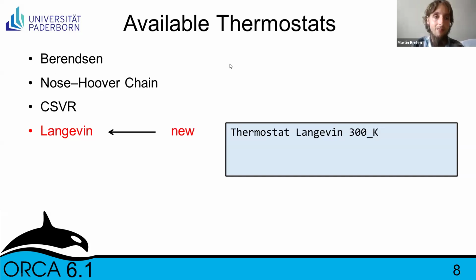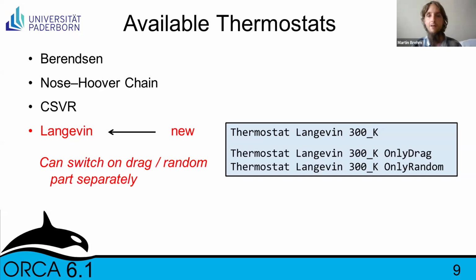And this is interesting because in principle, you can do something like Brownian dynamics. This would emulate the effect of an implicit solvent, which is just pushing your atoms around. And you can independently switch on and off the drag force or the random force. Here's an example. If you want the whole Langevin thermostat, you just write this line. And if you want only the drag force or only the random force, you write the line below here. Then you can say you want only a part of this Langevin thermostat.